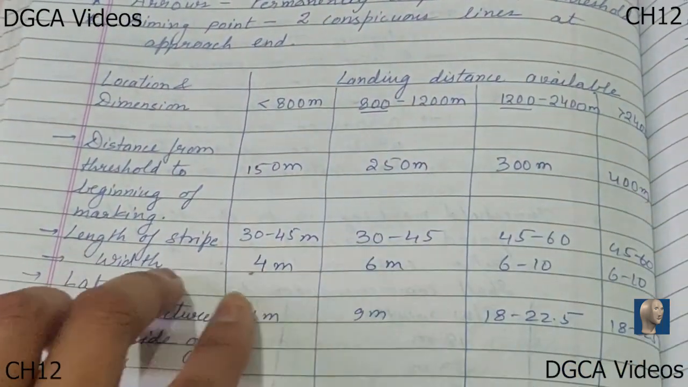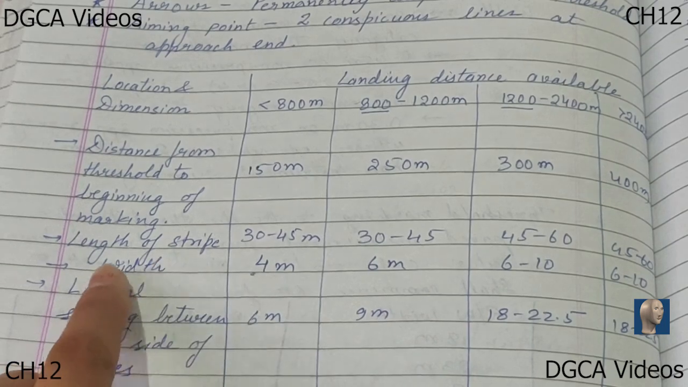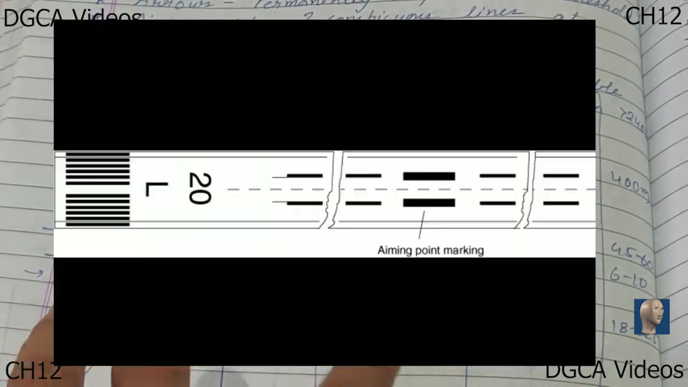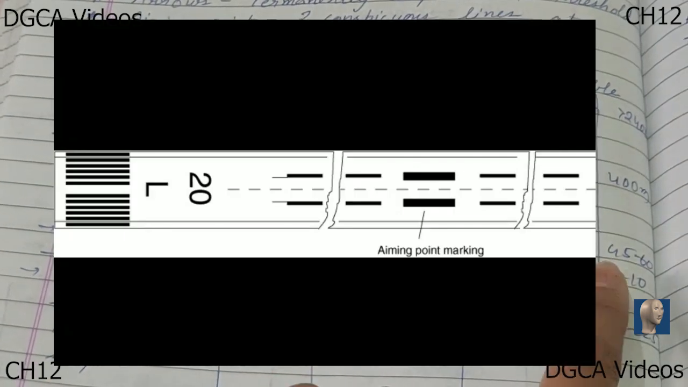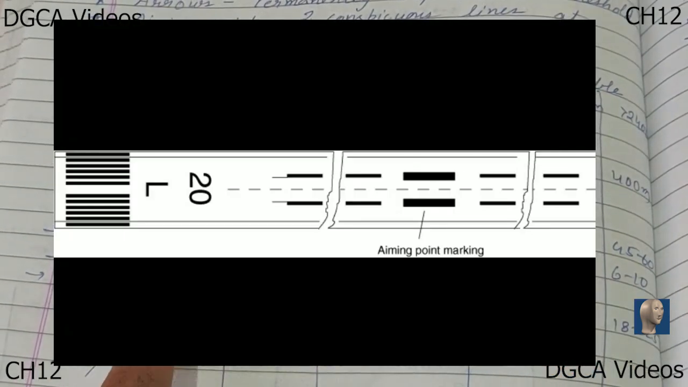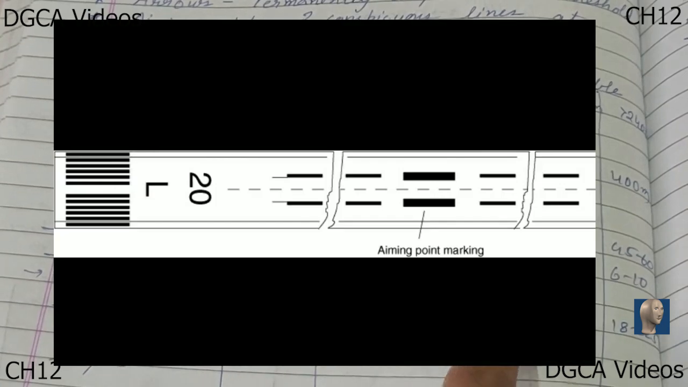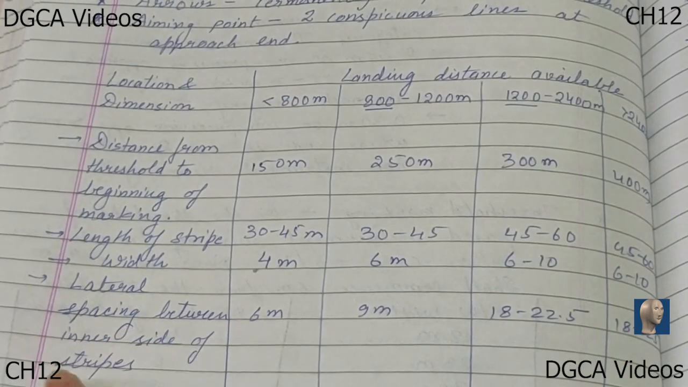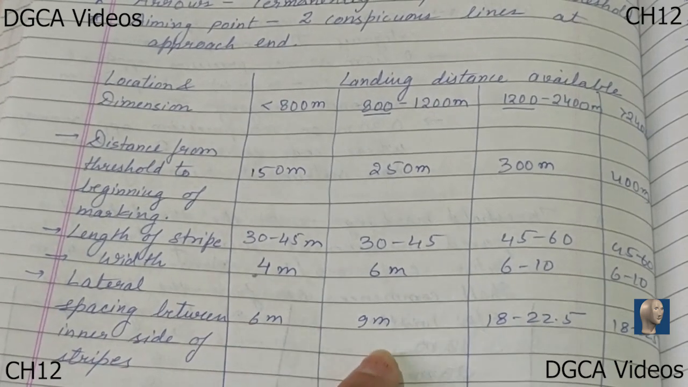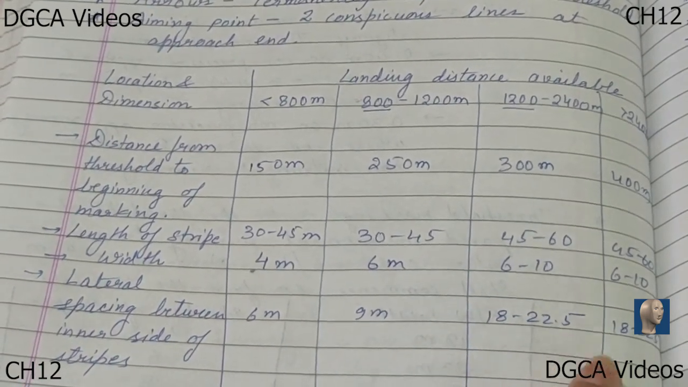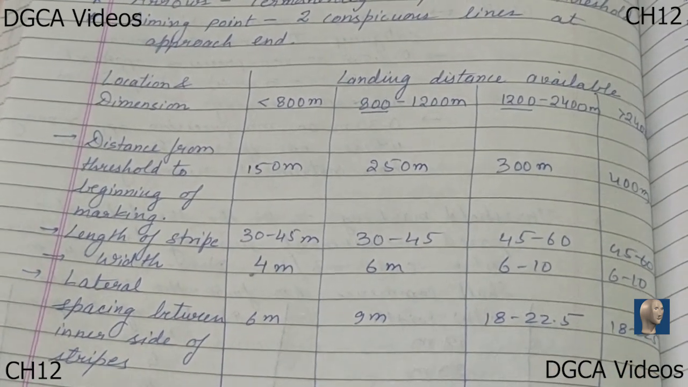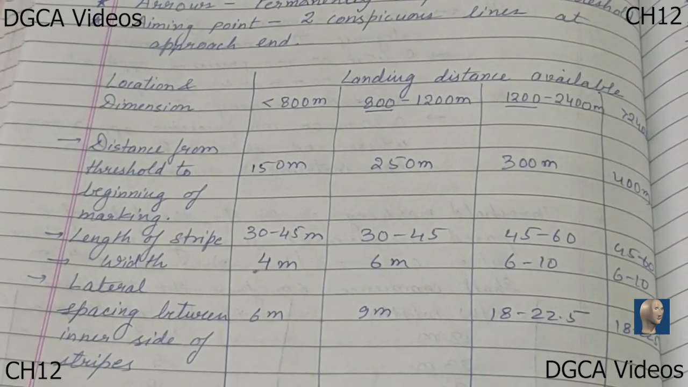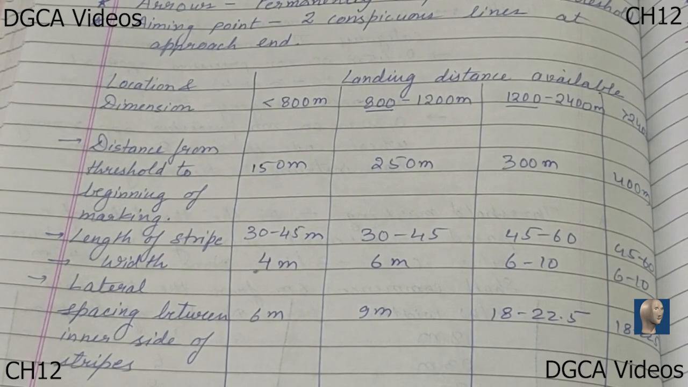of the runway available. And the length of stripes is this, 30 to 45 meters for less distance available, and 45 to 60 for more distance available. And width will be 4, 6, 6, 10, 6 to 10. And then lateral spacing between the inner side of the stripes, 6 meters, 9 meters, 18, 22.5, 18. Again, I'll give a picture. You can see it, and it is very much clear now what the aiming point is.